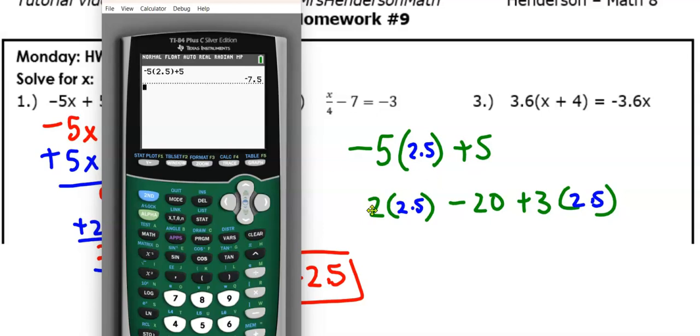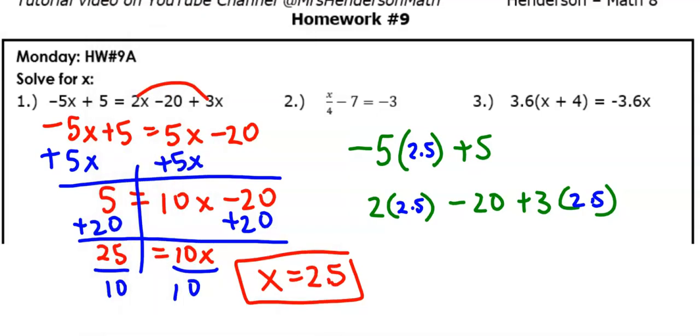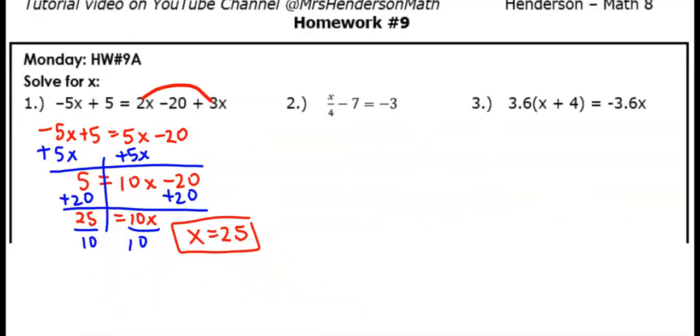Then I'm going to do the same thing with the expressions on the right. 2 parentheses 2.5 minus 20 plus 3 parentheses 2.5. And if I also get a -7.5, then that means that my answer checks. Let's take a look now at question number 2.